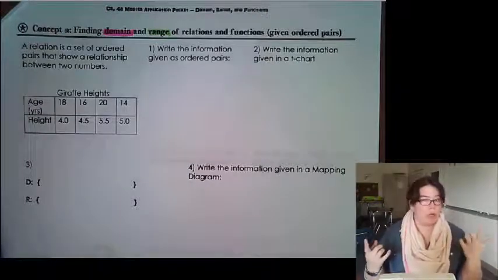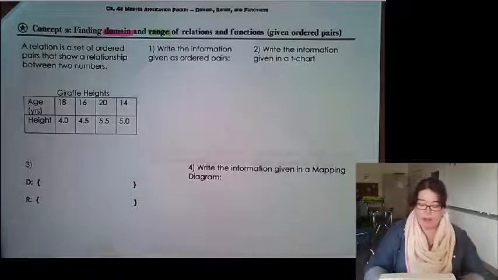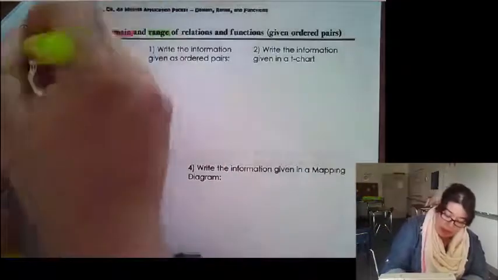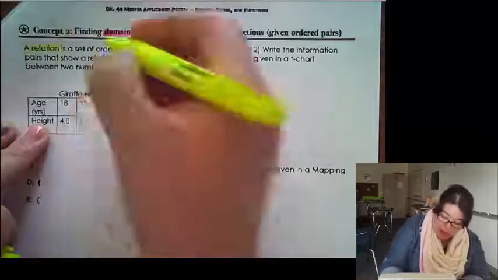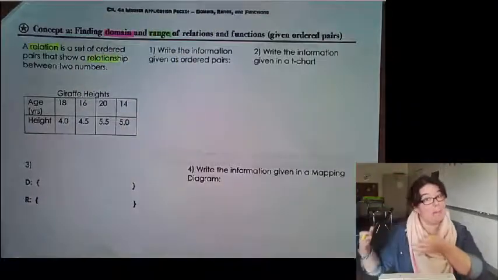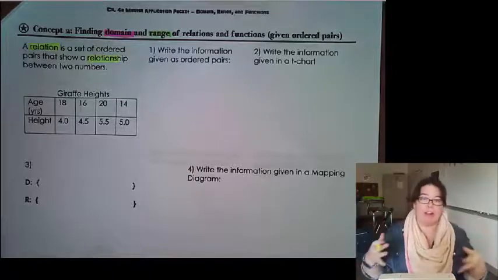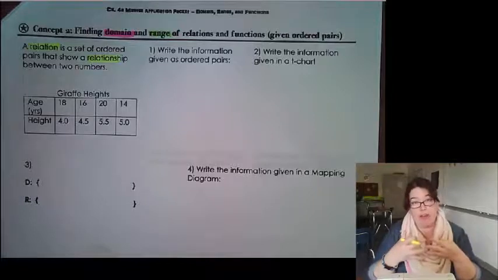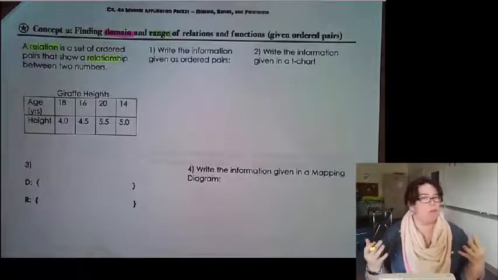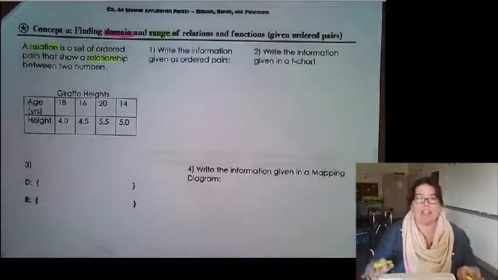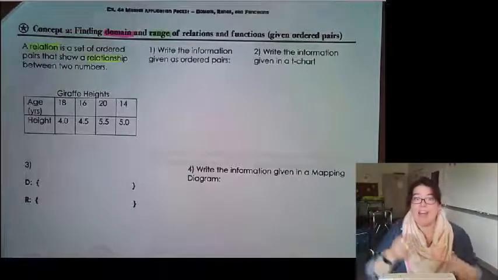What is a relation? Well, if you look here, a relation is a set of ordered pairs that shows a relationship. Get it? Relation, relationship. So anytime you have ordered pairs where you've got numbers that are connected together or grouped together, it's showing a relationship between those two numbers. So we call it a relation. And every relation has what's called a domain and a range.